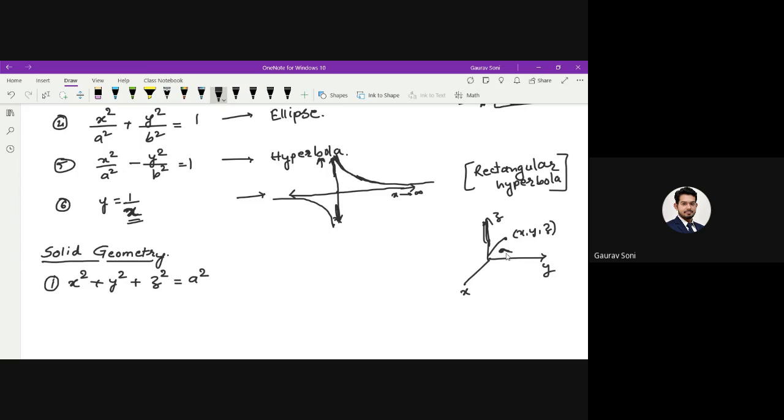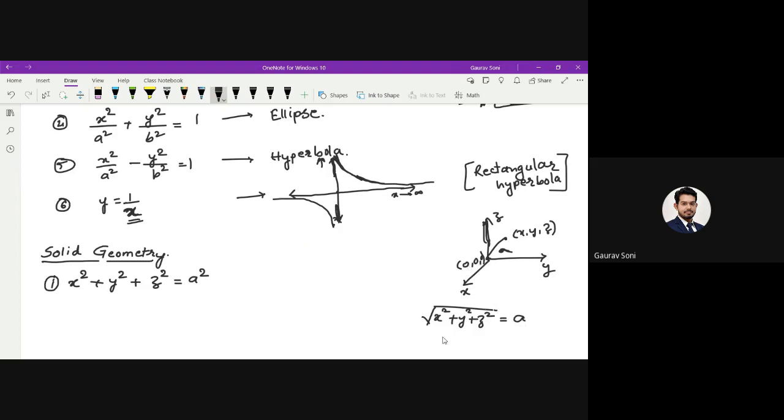What is the distance formula, anyone? Under root x square plus y square plus z square? The distance formula is under root x2 minus x1 whole square plus y2 minus y1 whole square, and the same with z. So if I want the distance between these two points, that is under root x minus 0 whole square plus y minus 0 whole square plus z minus 0 whole square, which is the same as what was said. In this case, as x2, y2 and z2 are 0, we get this.